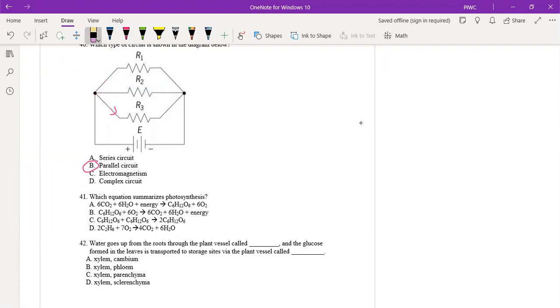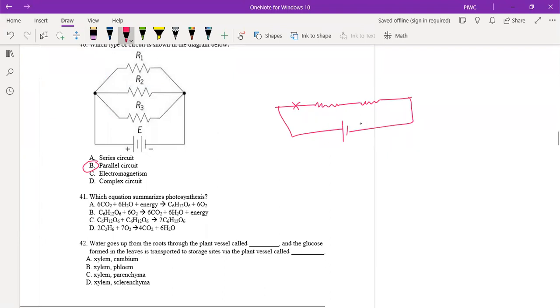So that's alternate pathway. If it's series, it will look like this. Series will just go like, only one path. So if I block, nothing will go through. So this one is series.